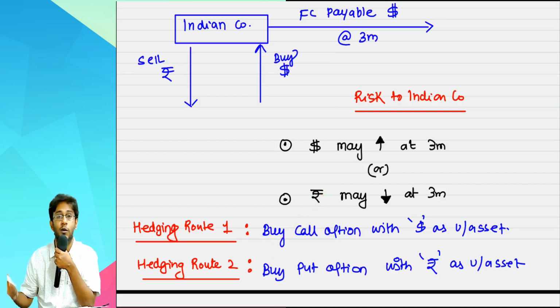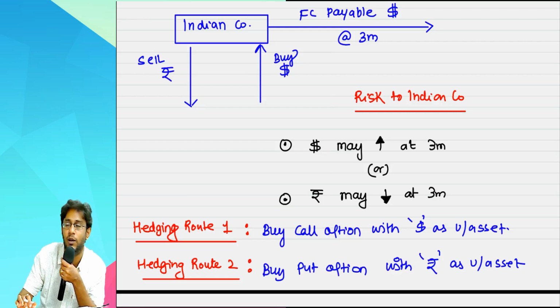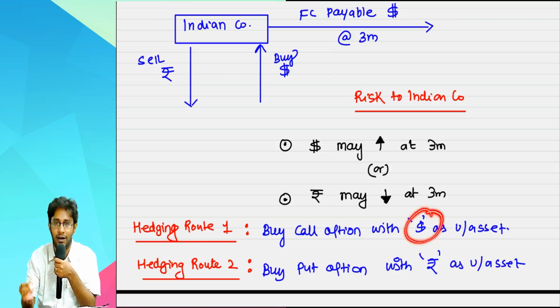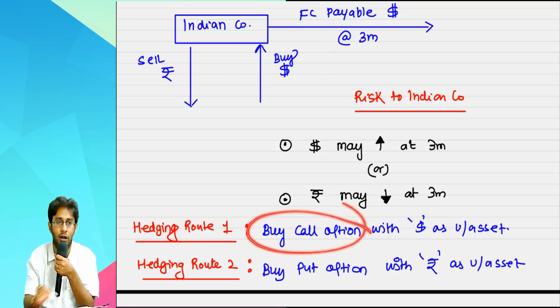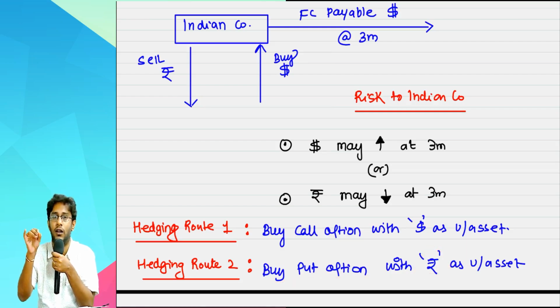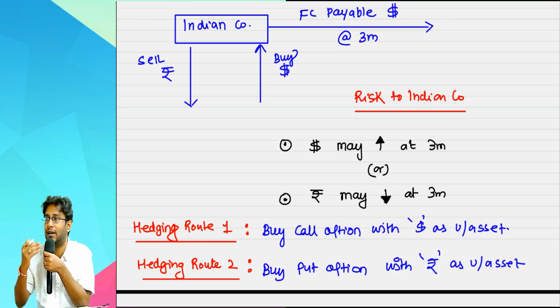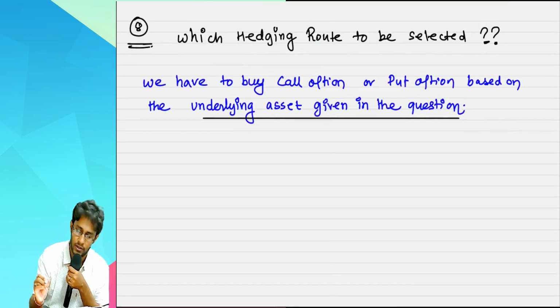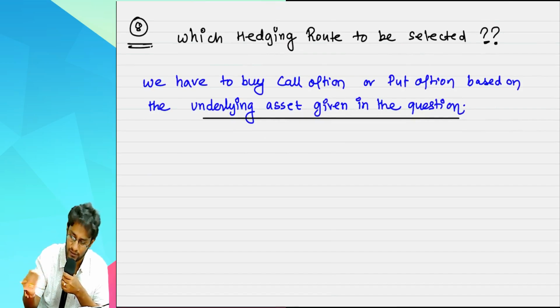That's the point. But your examination questions are much more criminal than that. What they will do is, they won't tell you who is the underlying asset. If they tell you the dollar is the underlying asset, then you will pick the call option to do hedging. Or rupee, and if they tell you put option, you will take that. So dollar or rupee, which one is the underlying asset, they won't tell you directly. Sir, then what to do? Okay, first write, sir, later on I'll tell you.